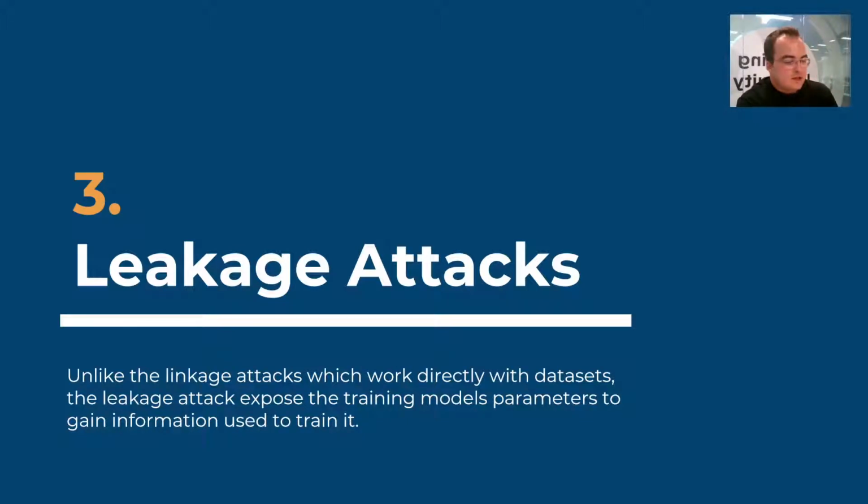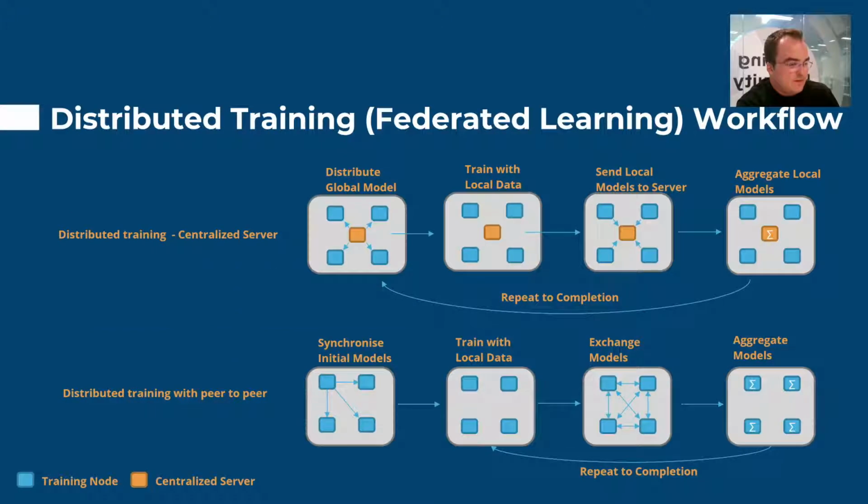But before we jump into them specifically, I wanted to touch a bit more on distributed training. Distributed training, or as it is often known nowadays, federated learning, consists primarily of two potential workflows. One is with a centralized server and one is with peer-to-peer. In the centralized server, as denoted by the blue squares, the training nodes could be different institutions, different buildings, offices, or 3 different PCs, it doesn't matter.